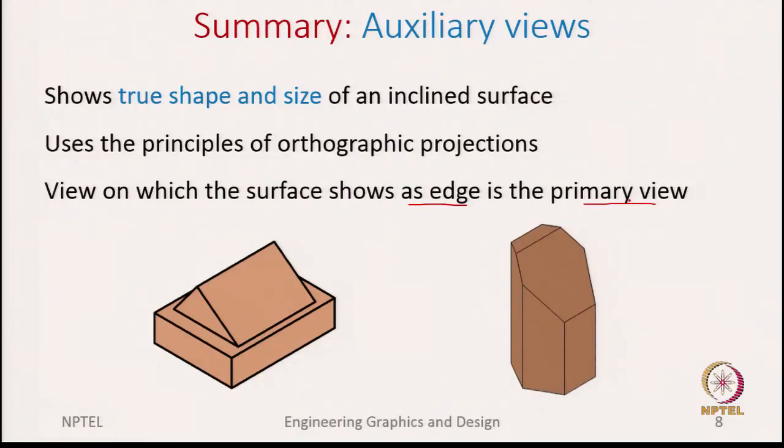Finally, we said we need to decide the primary view because that helps to open up the rest of the views. We noticed that this primary view will capture the surface of interest as an edge, and then it becomes the primary view upon which you open up the auxiliary view and the other views. So, here are the two examples we have gone through thoroughly to see step by step how to develop them. This lecture will be followed by one example of drawing it on a sheet of paper.